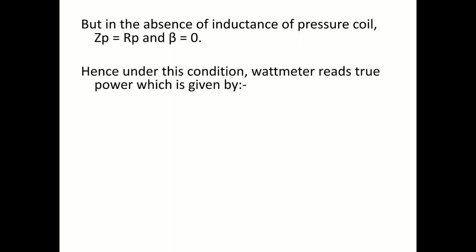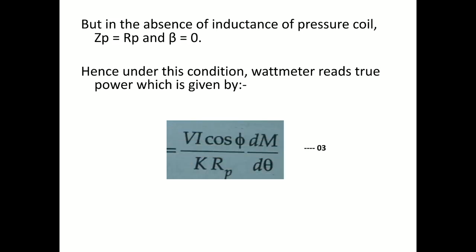Now what we are going to do, if you consider that the pressure coil is free from inductance, then in that case what will happen? The total impedance of the circuit is going to be equal to Rp and the value of beta is going to be 0. So if you put these conditions in equation number 2, you will get the true value of power which is measured by that wattmeter, which is going to be equal to V into I into phi whole divided by K into Rp into dm by d theta. Let that be equation number 3.